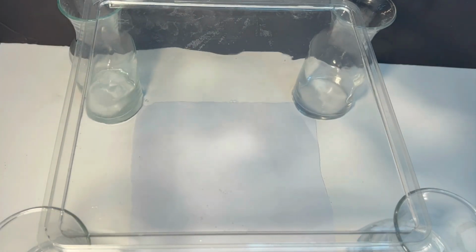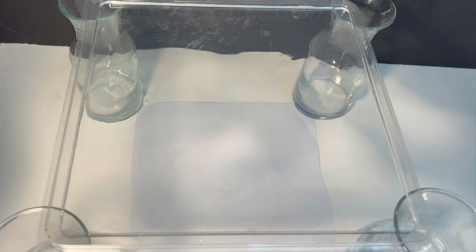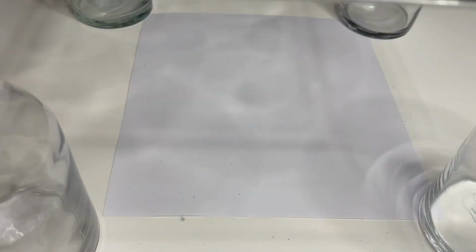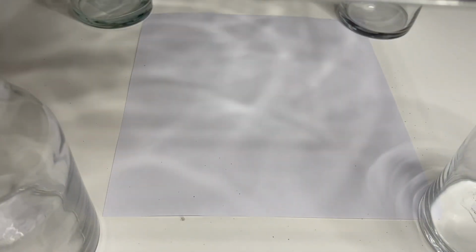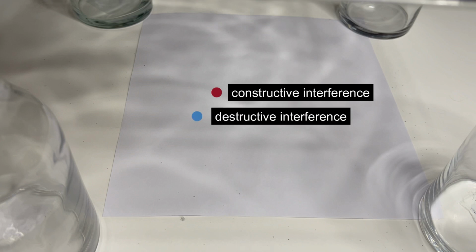Now I will use 2 fingers to tap the water at the same time. This creates 2 circular pulses that move outward and eventually overlap. When the pulses overlap, where 2 crests meet, they add together, so that's constructive interference. And where a crest meets a trough, the low point, they cancel each other out. That's called destructive interference. This creates a beautiful interference pattern.